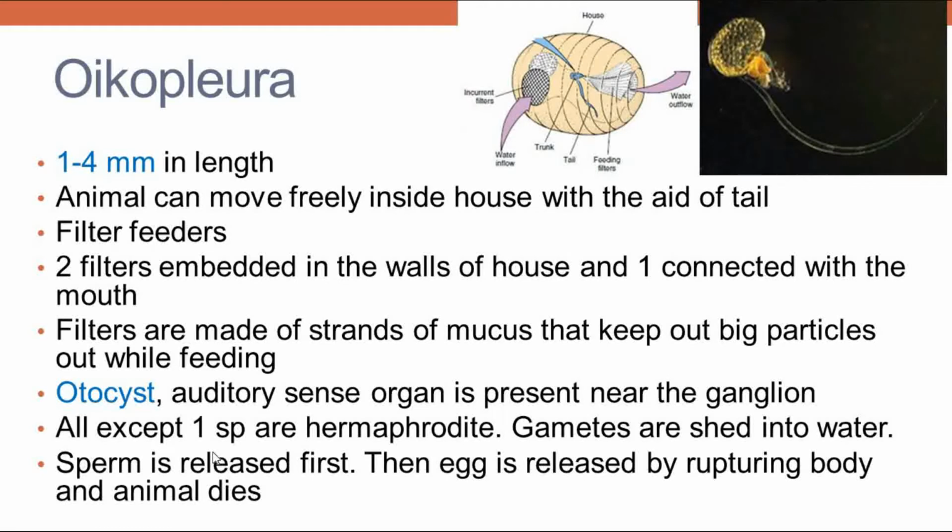All except one species are hermaphrodite. Gametes are shed into water. Sperm is released first, then eggs are released by rupturing the body, and the animal then dies. That's all about the class Larvaceae and the example Oikopleura. You can see the organism here. Actually, these organisms live inside the house.